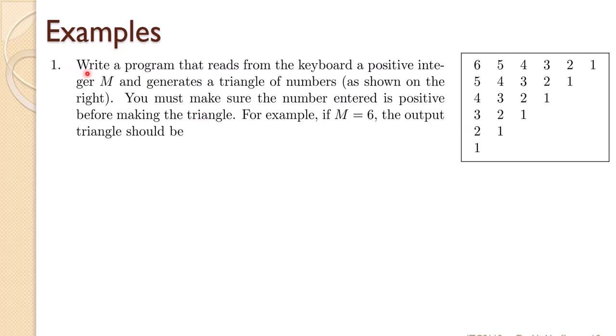The problem says write a program that reads from the keyboard a positive integer m and generates a triangle of numbers as shown on the right. You must make sure the number entered is positive before making the triangle. So when it says you have to make sure, it means ask the user again if the input is not positive. For example, if m is 6, this is the output, and if m is equal to 7, then we expect the output will be different.